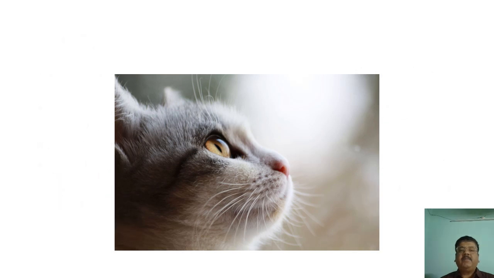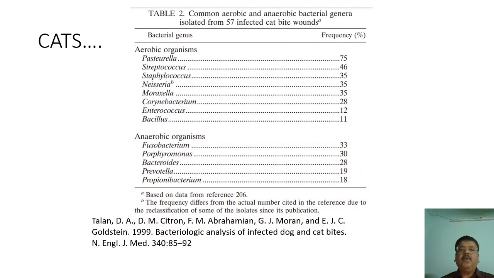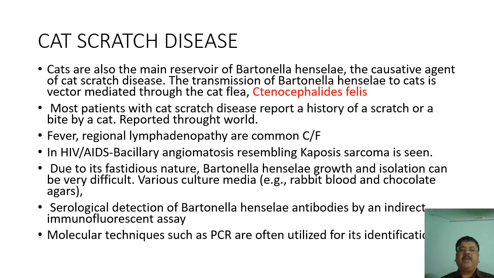Now come to the cat bite. So Pasteurella again is the majority organism, followed by Streptococcus, Staphylococcus, Neisseria, Moraxella, Corynebacterium, Enterococcus, and Bacillus. So these are the aerobic organisms which have been reported in the study mentioned below. And then the anaerobic organisms are Fusobacterium, Porphyromonas, Bacteroides, Prevotella, Propionibacterium. So these are the anaerobic organisms reported in cat bite wound infections.